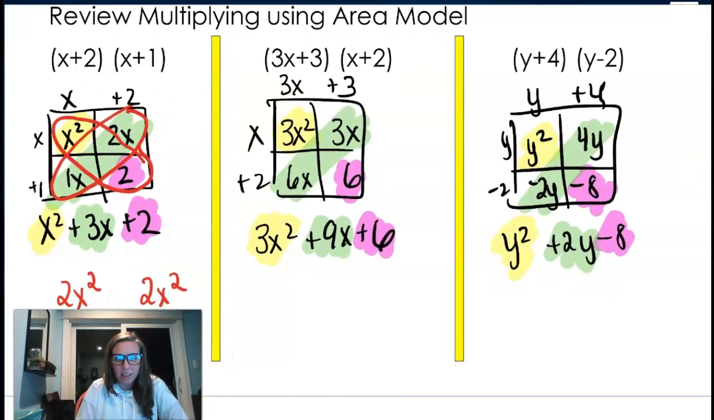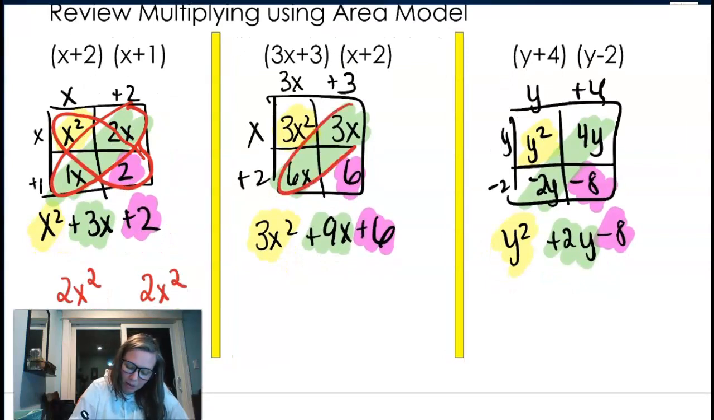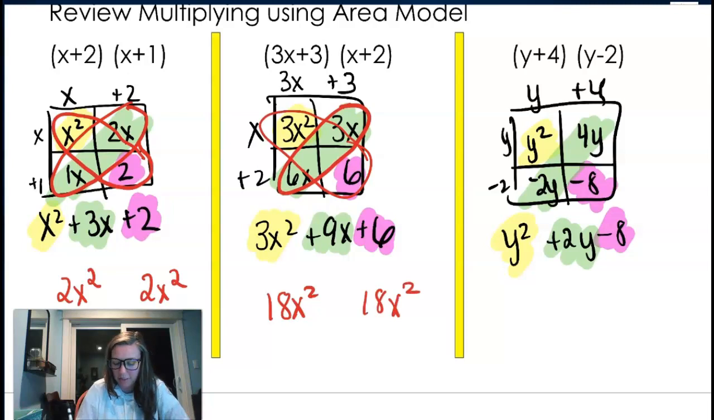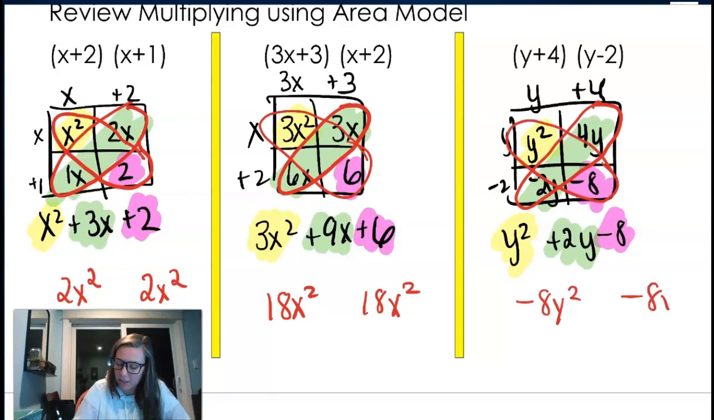The same thing if I looked at it here. So let's say I multiply these together. It's going to be 18x squared. And if I multiply those together, it's also going to be 18x squared. It's crazy. Then, if I look at these two y's, that's going to be negative 8y squared. And if I multiply these together, that's also negative 8y squared.